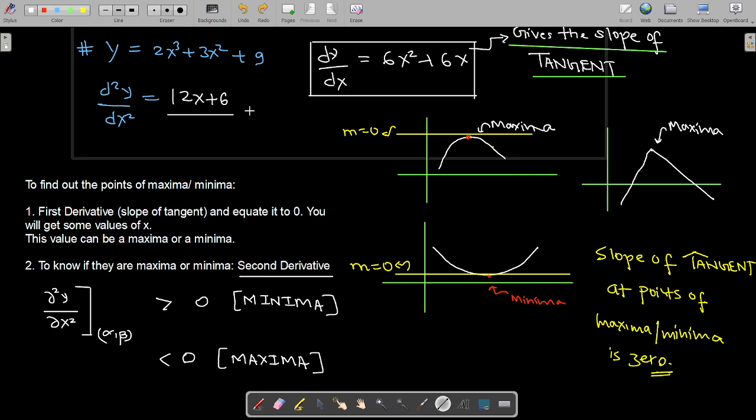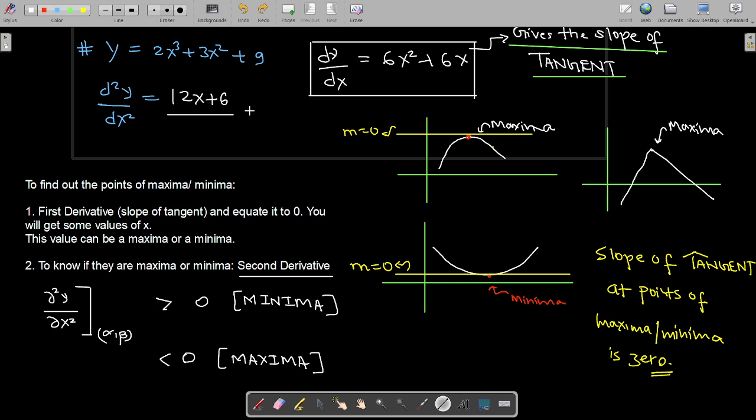Now find out the coordinates of the points, which can be maximum or minimum. There are 2 points. X1 is less than 0, so it's a minima. It's a minima. No, is that what's written over there?